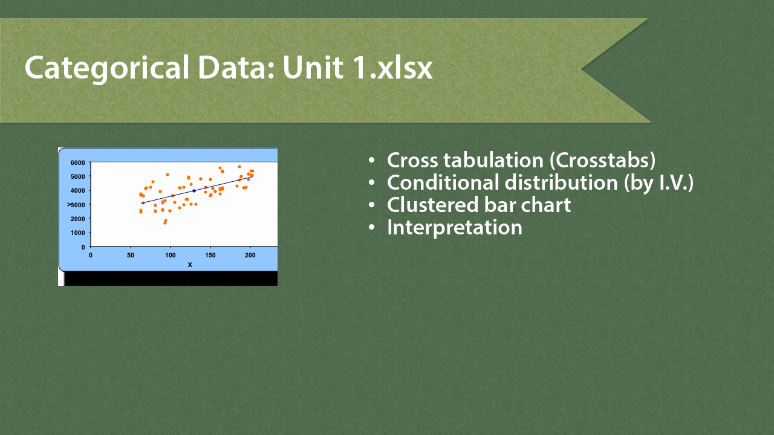Now let's look at a case where the variables we're relating are both categorical. Here, the method that we're going to learn is called cross-tabulation, or simply put, we're going to use crosstabs. The crosstabs will show us both joint distributions and conditional distributions. The conditional distribution by independent variable is the most important result when considering the relationship one variable has on another.